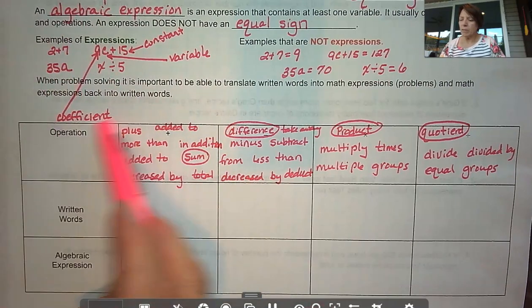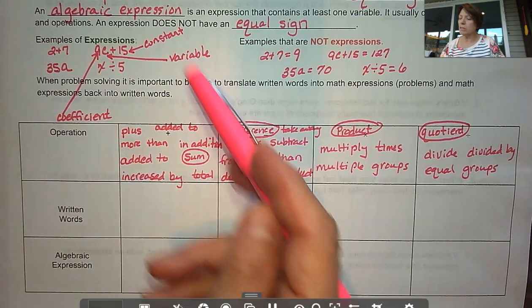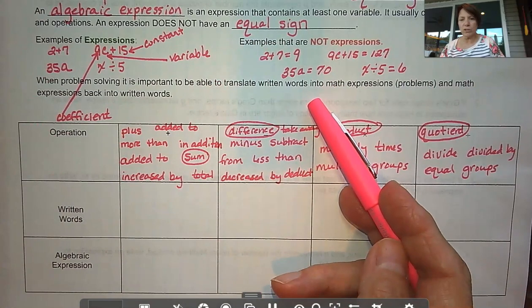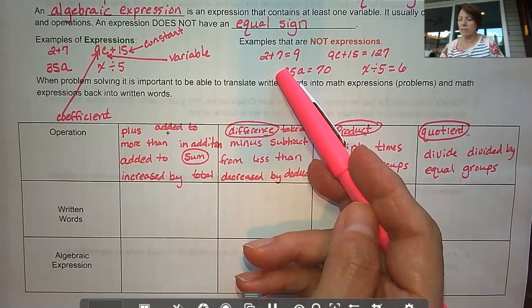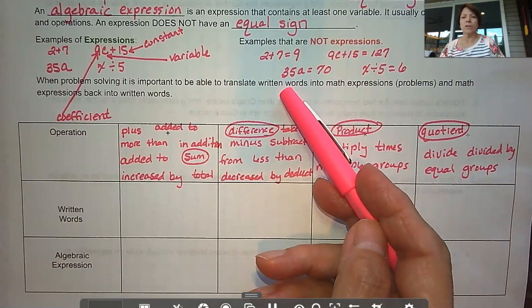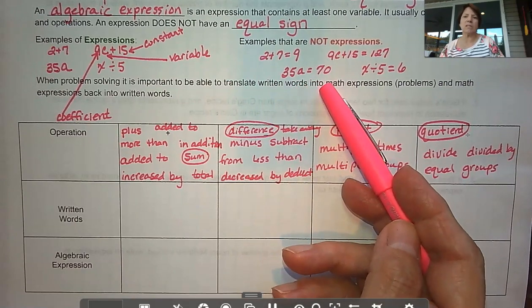Alright, so we've looked at some examples of things that are expressions. These are not expressions. These are equations. They have equal signs. So 2 plus 7 equals 9 is an equation. 35 times a equals 70 is an equation.